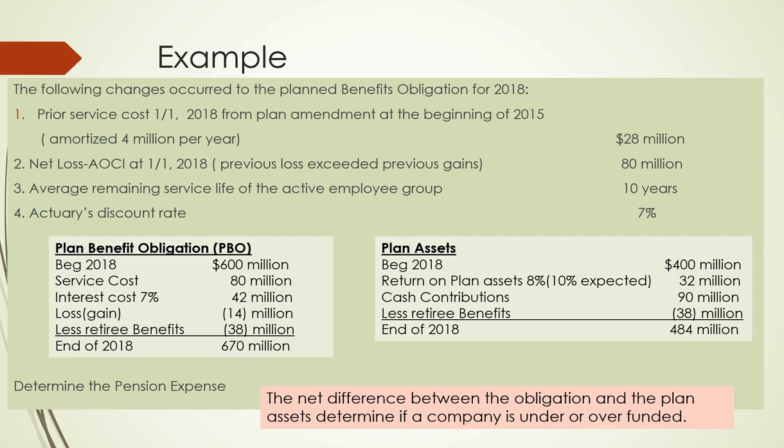Now, the net difference between the obligation, i.e. the PBO, and the plan assets determines if a company is under or overfunded. And in our example, we are underfunded based on the fact that our obligation exceeds our assets.